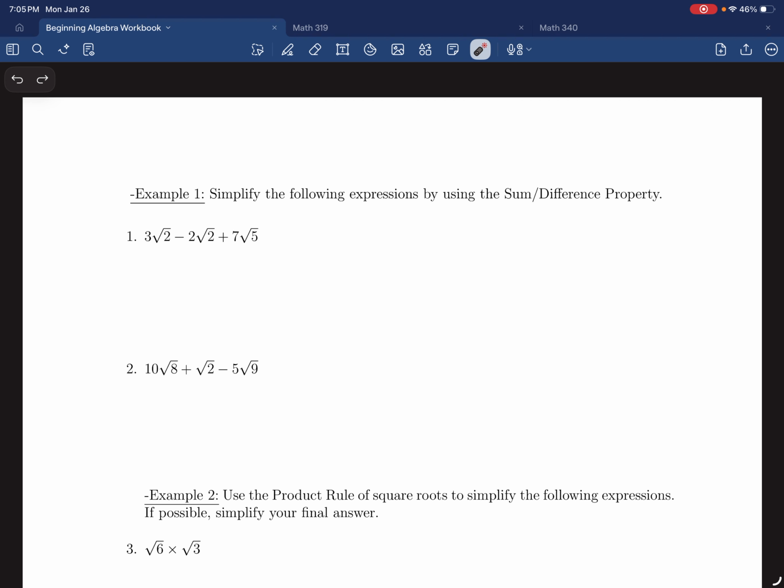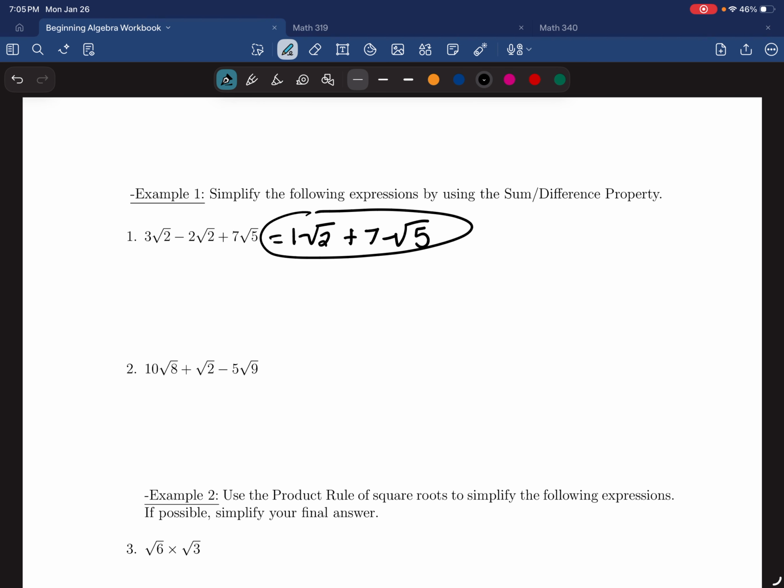Looking at this, we have 3 root 2 minus 2 root 2 plus 7 root 5. Because we have 2 square roots of 2, I'm going to combine those. So 3 minus 2 is 1, so we get 1 root 2. And then the 7 root 5 can't be combined with root 2 because they're two different roots, so we're just going to carry that along. And this is your final answer. You could also write your final answer as just the square root of 2 plus 7 root 5, because the square root of 2 is also 1 times the square root of 2. They're the same thing.